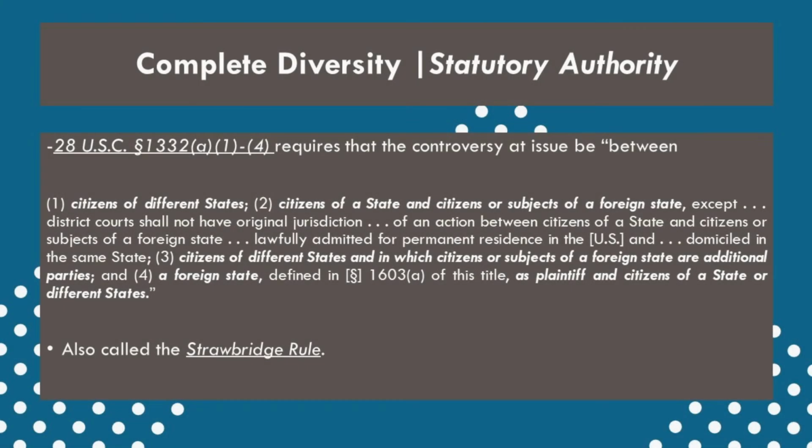28 U.S.C. Section 1332(a)(1) through (4) requires that the controversy at issue be between (1) citizens of different states, (2) citizens of a state and citizens or subjects of a foreign state, (3) citizens of different states in which citizens or subjects of a foreign state are additional parties, or (4) a foreign state, as plaintiff, and citizens of a state or of different states. In case law, this is sometimes referred to as the Strawbridge Rule. Bear in mind that any new party subsequently joined to the case must also remain diverse.